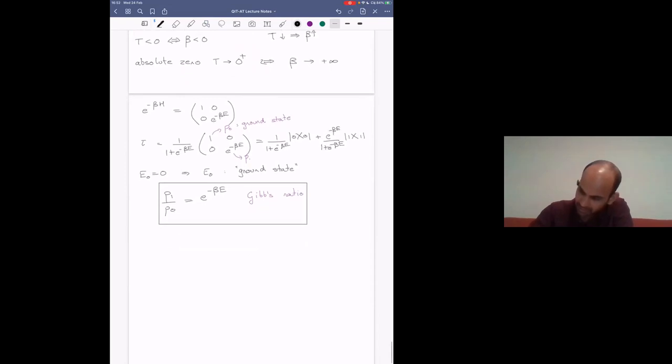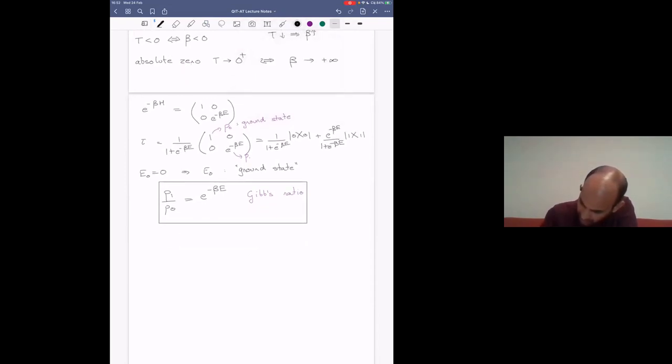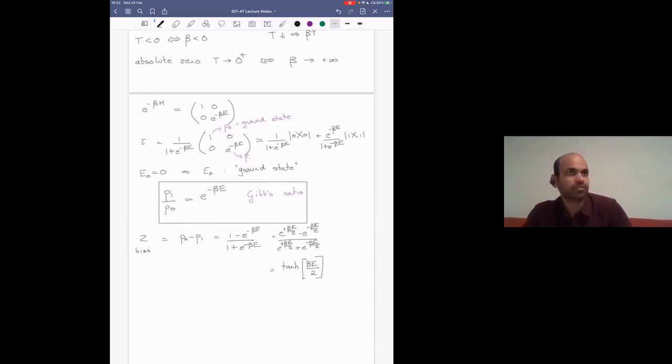One way of understanding the state from its populations is via the ratio. Another way is via the bias of the state, which we can define as P0 minus P1, which here gives 1 minus e to the minus beta e upon 1 plus e to the minus beta e. If I multiply throughout by e to the beta e over 2, I get this form, which you can already see is turning into the sine and cosine hyperbolic functions. So this is tanh of beta e over 2. These are two ways of talking about the population and converting between the population and temperature.